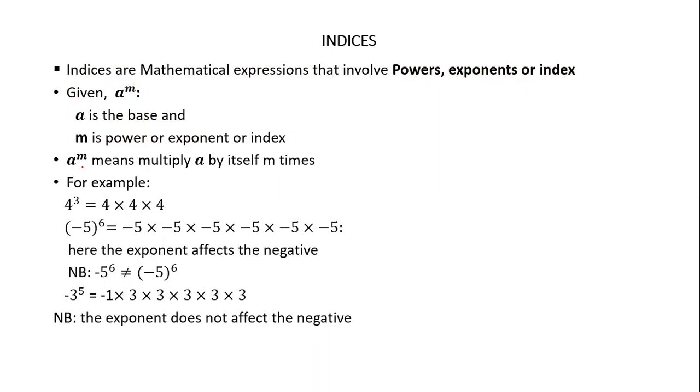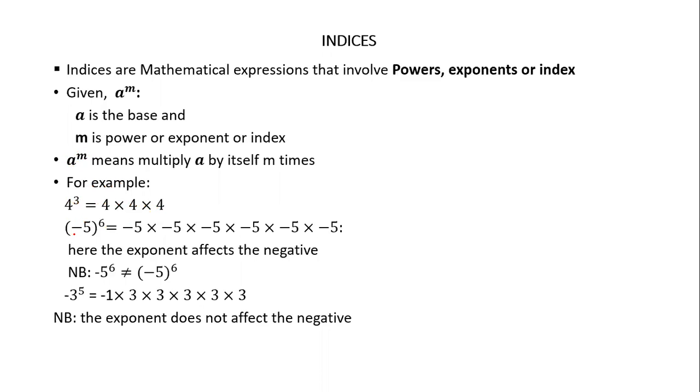So a power m means we are going to multiply a by itself m times. For instance, if we have 4 power 3, it means we are multiplying 4 by itself 3 times. So we have 4 times 4 times 4.